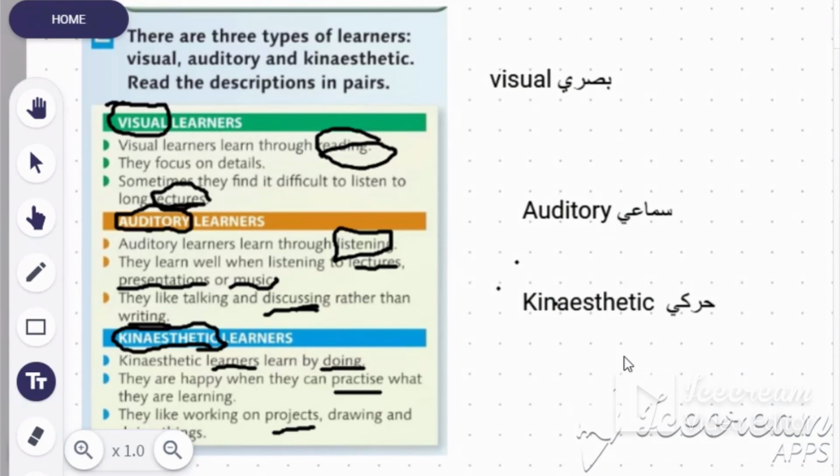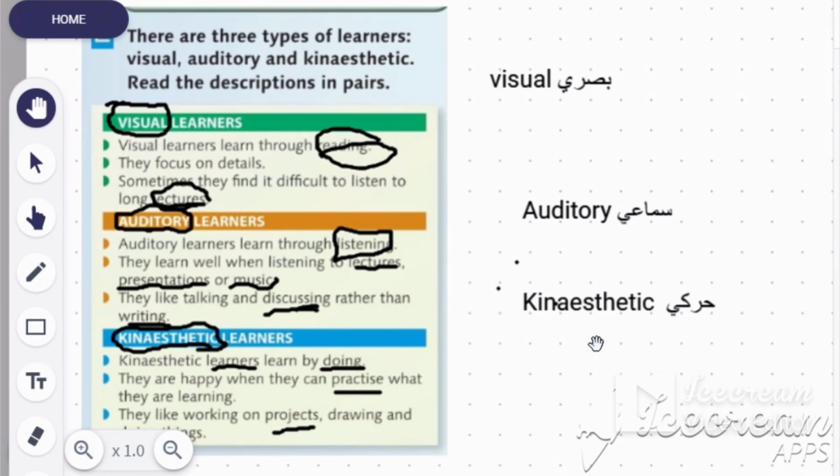So we have three types of learners: visual learner متعلم بصري, auditory learner متعلم سماعي, kinesthetic learner متعلم حركي. Visual learners like to read and to see the information. Auditory learners like to listen. But kinesthetic learners like to move or to do the action, okay? Now, thank you and thanks for listening.